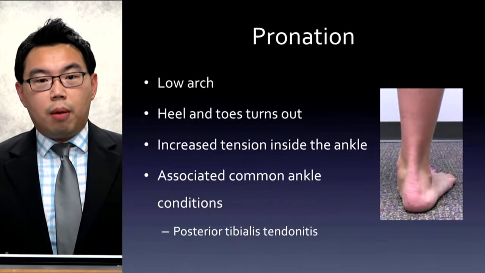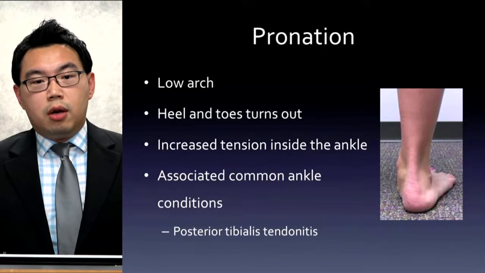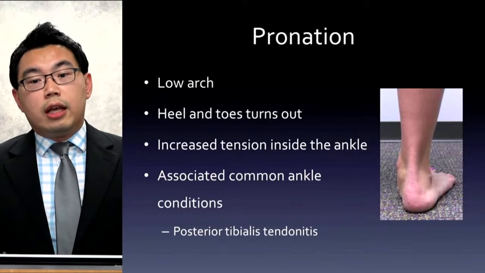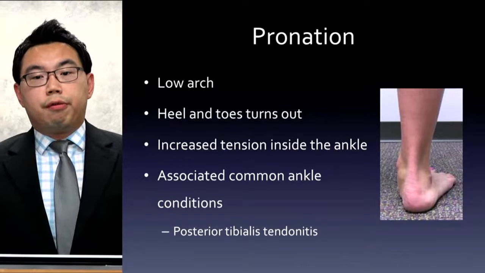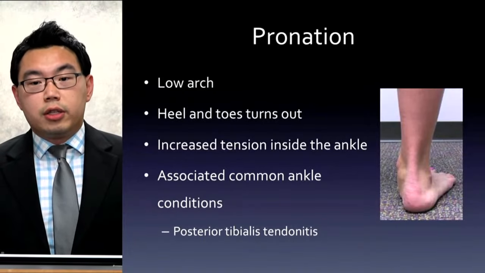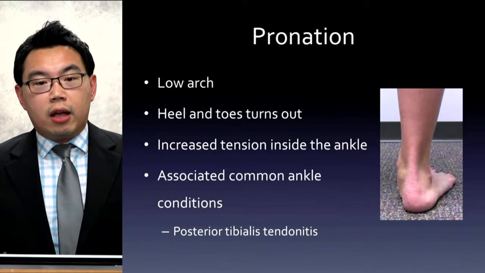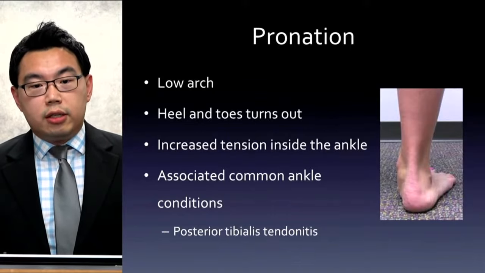Now that can cause some problems. What pronation means is you have a low arch, your heel and toes turn out, and as a result, there's increased tension on the inside of your ankle. Now, what we mentioned about the biomechanical nature of the foot and ankle is that there's not only bone, but also soft tissue on either side of your leg. In this case, there's a set of tendons on the inside of your ankle that might be exposed to increased pressure as you put more tension on the inside.